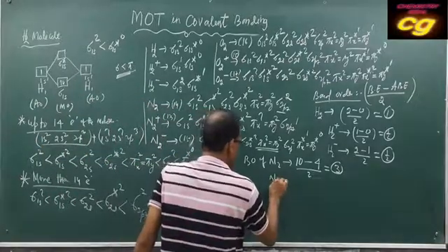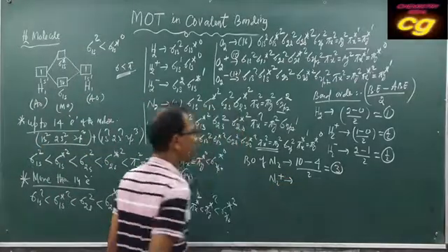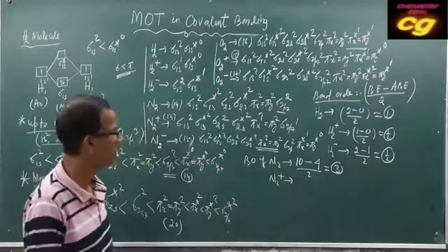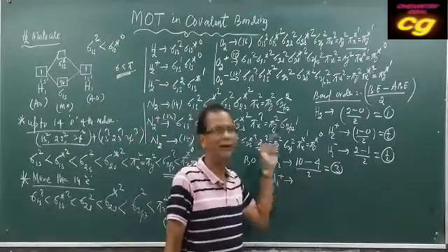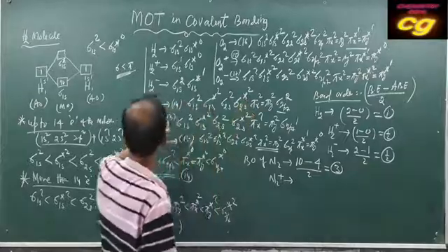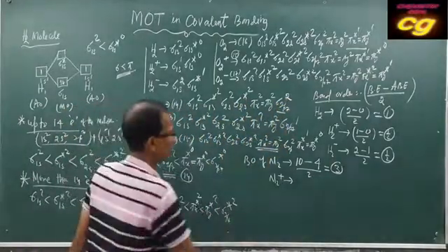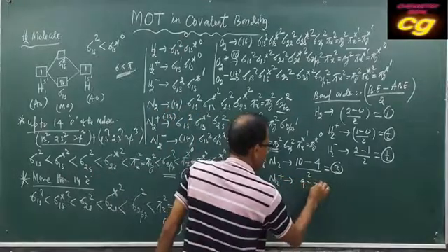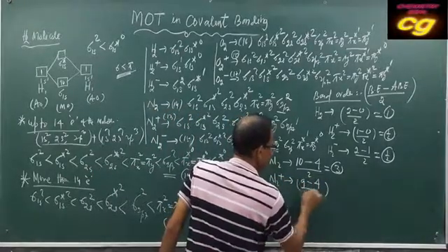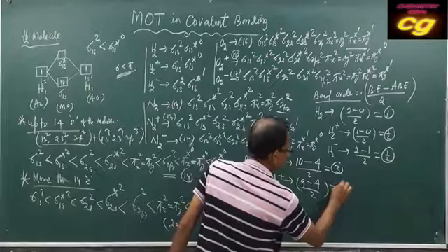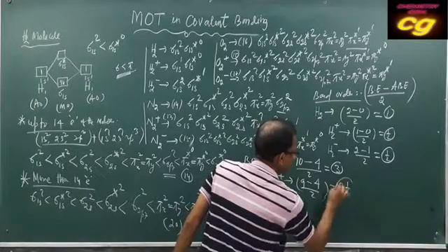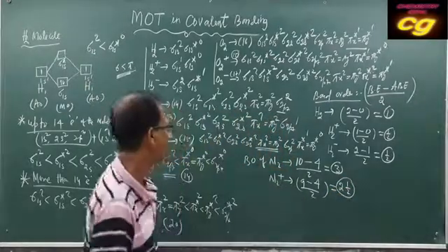N2 plus means from where is the electron removed? The electron is removed from bonding, because if you see the configuration, the last electron is present in bonding. That's why it is 9 minus 4 by 2, that is 5 by 2, that is 2.5.